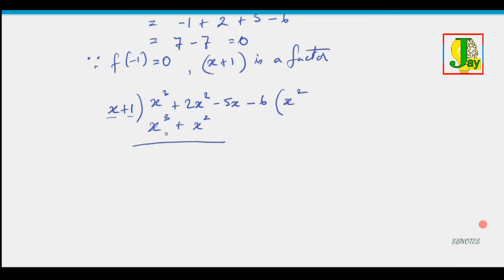Now as we do in division, we subtract it, so this plus becomes minus, this is cancelled, so 2x square minus x square is x square, minus 5x minus 6. Now we repeat the process again with this polynomial. x into x is x square, so x into plus x is x square. 1 into plus x is plus x, so we'll write this under the x term, so plus x.